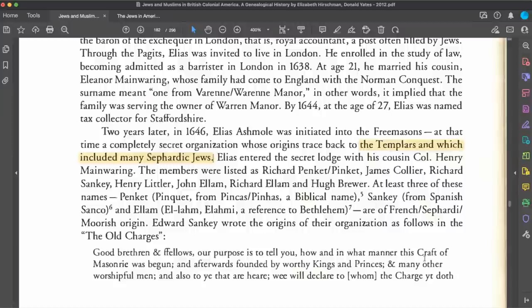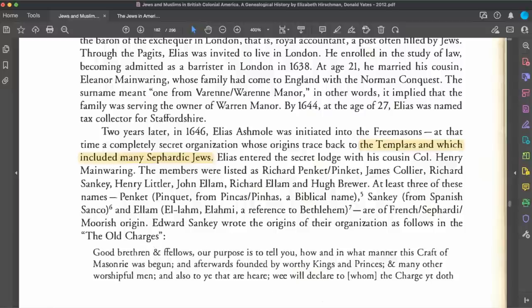At least three of these names are of French Sephardic Moorish origin: Pinkett from Pincas or Pinhas, a biblical name, Sankey from Spanish Sanco, and Allum from Elam, a reference to Bethlehem. Edward Sankey wrote the origins of their organization as follows in the Old Charges.